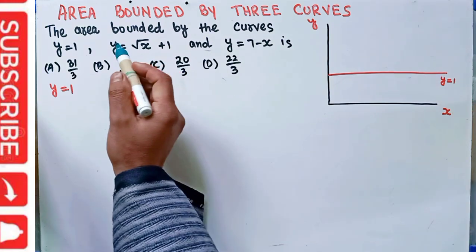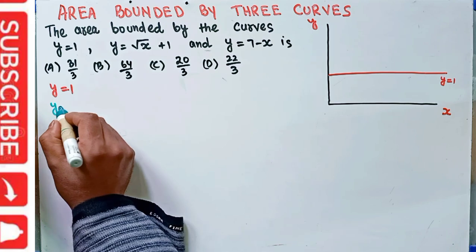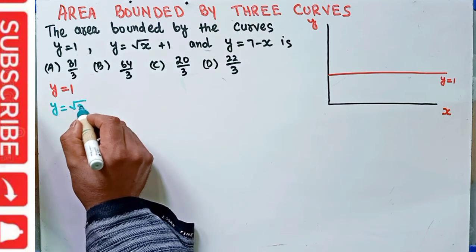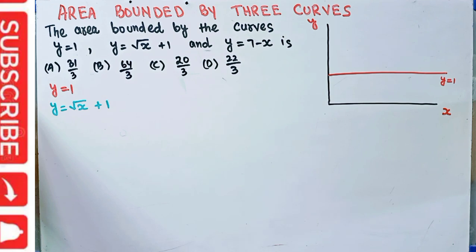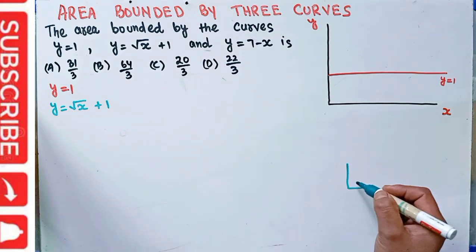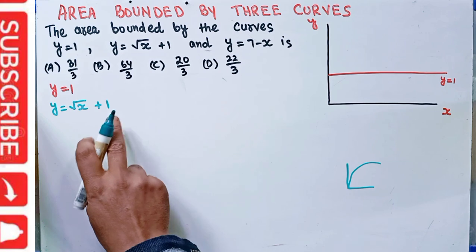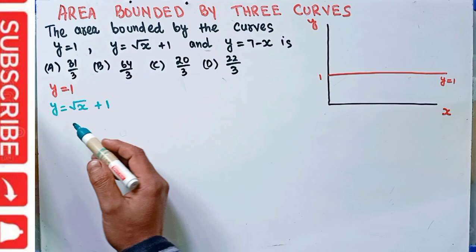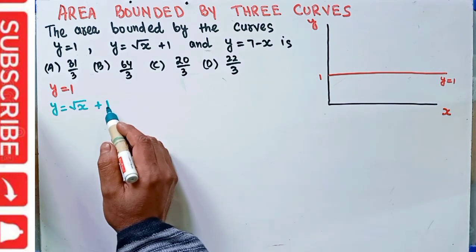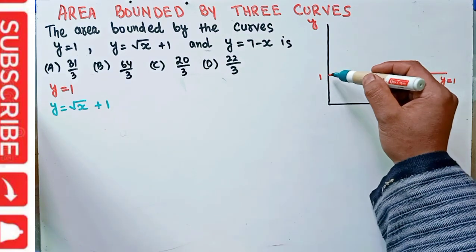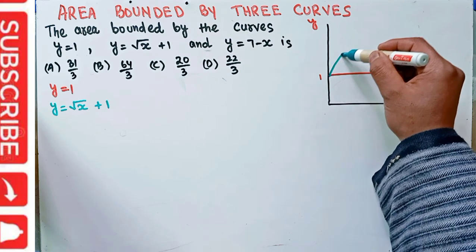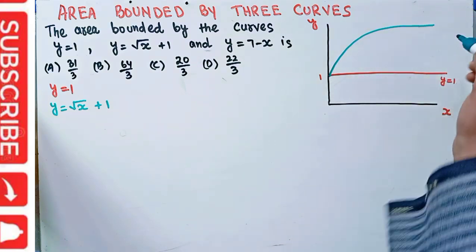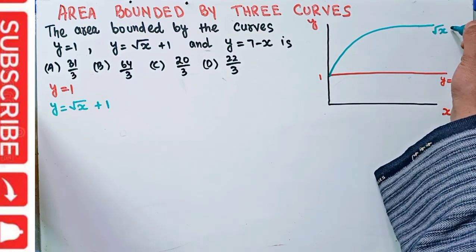Second, we have another function, that is y is equal to under root x plus 1. The graph for under root x, we know it is like this, but since we have 1 as the intercept, the graph will look like this. So this is under root x plus 1.